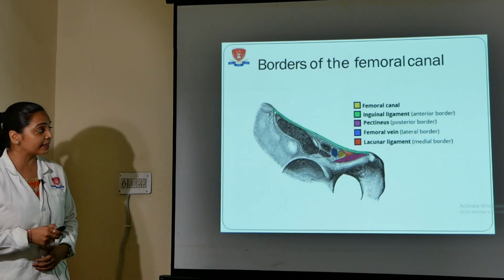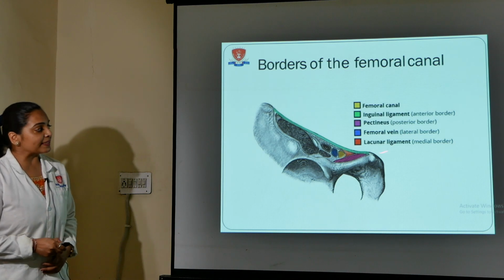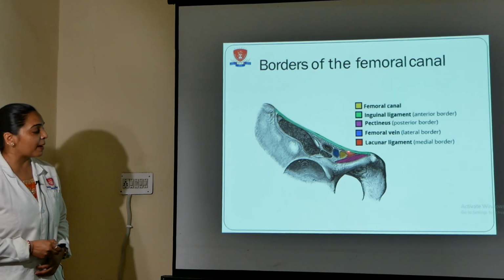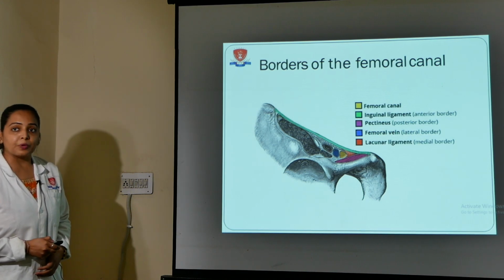So as you can see in the diagram, these are the boundaries of the femoral ring. Anteriorly it is bounded by the inguinal ligament, posteriorly by the pectineus muscle, laterally by the femoral vein, and medially by the extension of the inguinal ligament, which is the lacunar ligament.